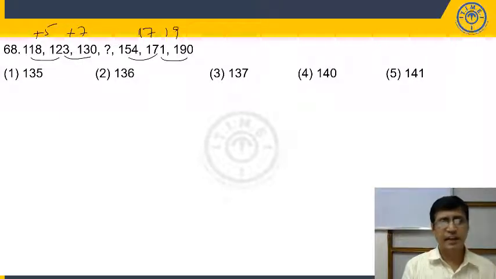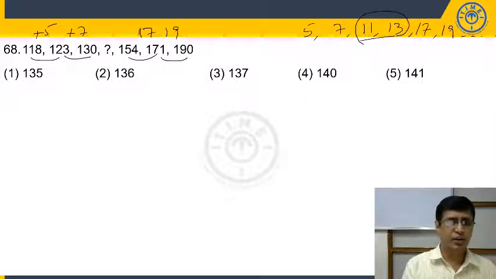What are these numbers? These are the prime numbers. So the prime numbers starting from 5 are 5, 7, 11, 13, 17, 19, and so on. So what are the numbers missing here? 11 and 13. So what is the gap here? 11. And how much is the gap here? It is 17. So 11 plus 130 means it is 141.